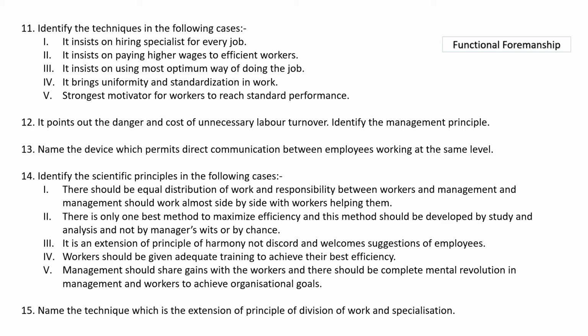It insists on paying higher wages to efficient workers. Which technique helps us find out efficient workers over inefficient workers? It is the differential piece wage system. Next, it insists on using the most optimum way of doing a job. Most optimum way, that means method study, the best method to do a job. This is method study. It brings uniformity and standardization.